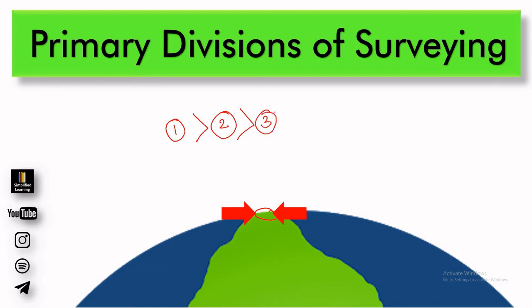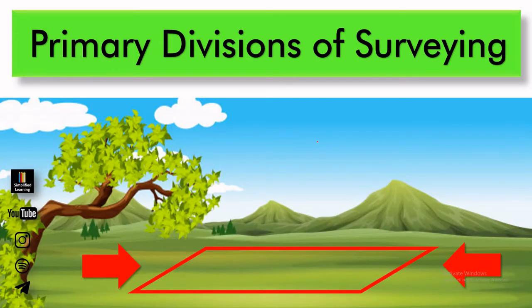Therefore, the lesser the area you consider on the surface of the earth while carrying out any survey work, the less will be the amount of curvature involved. Less area, less curvature. And our primary divisions are specifically made on this term, which is curvature.